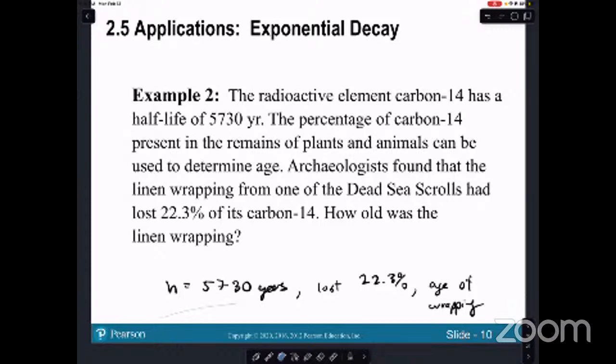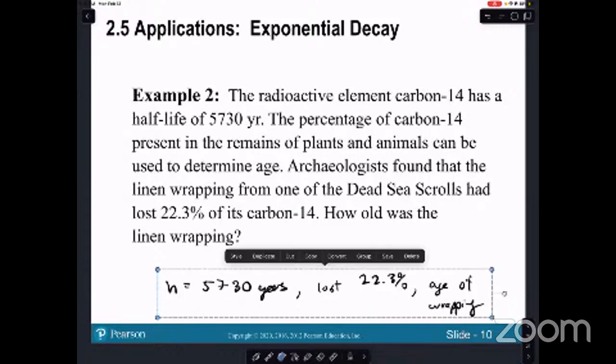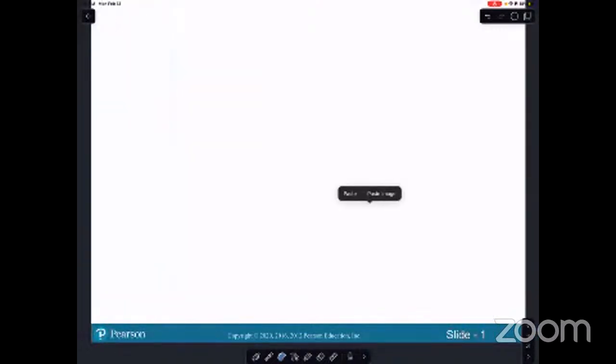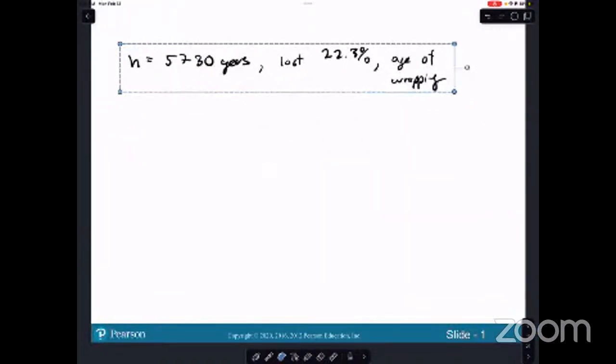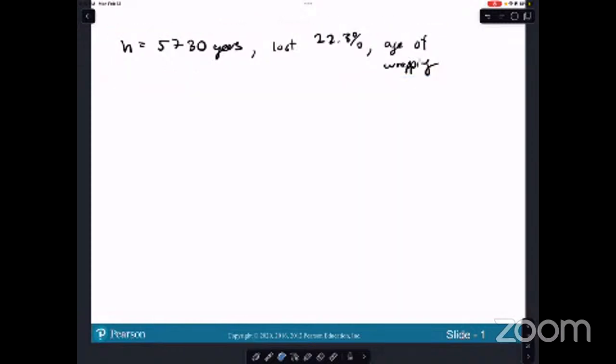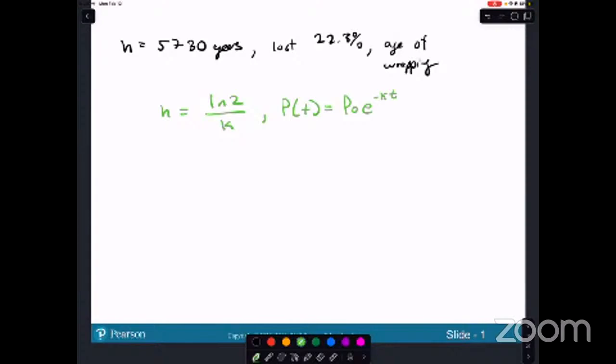So, cut, paste. Okay, so a couple of formulas might be in play here. The half-life formula: the half-life equals the natural log of 2 over k. And then it looks like we're working with exponential decay, so we can use P of T equals P naught times e to the negative kT. I think these are the formulas at play. So we're trying to solve for T from the exponential decay formula.